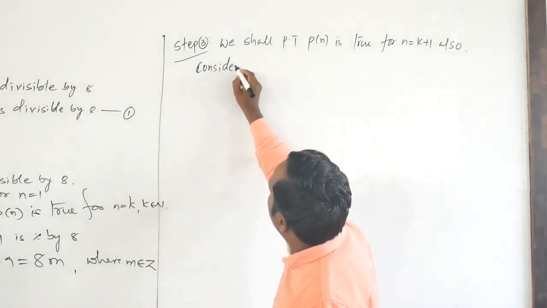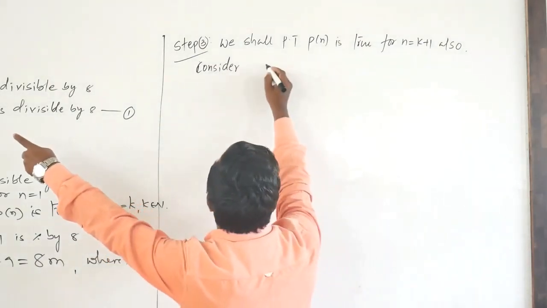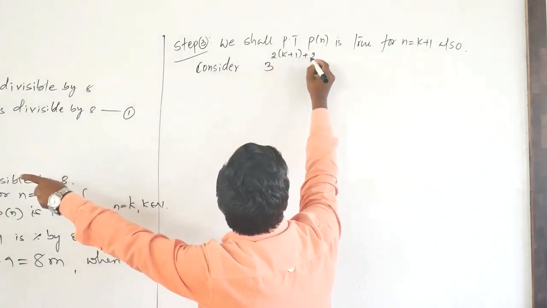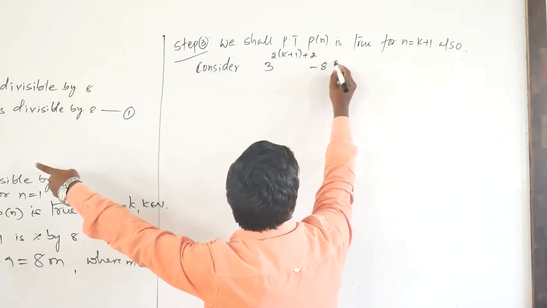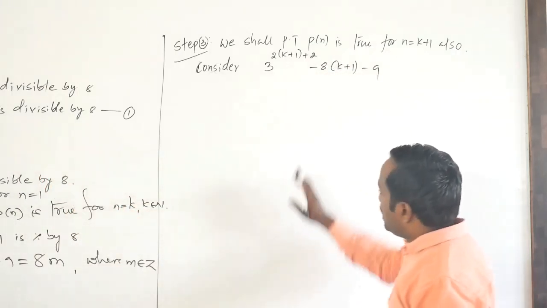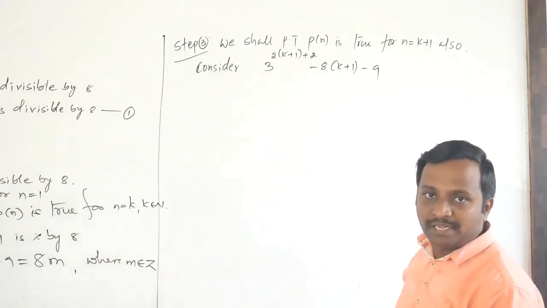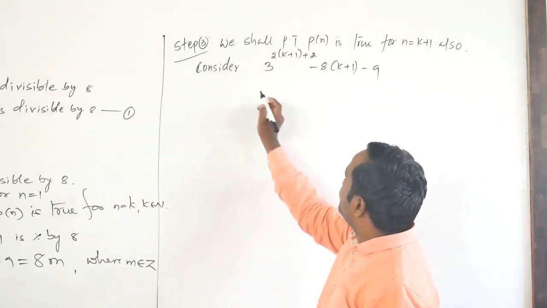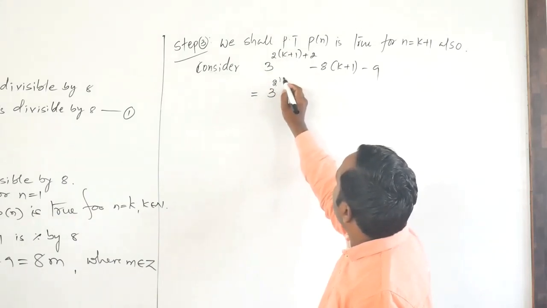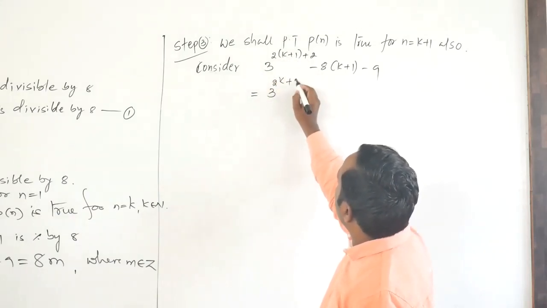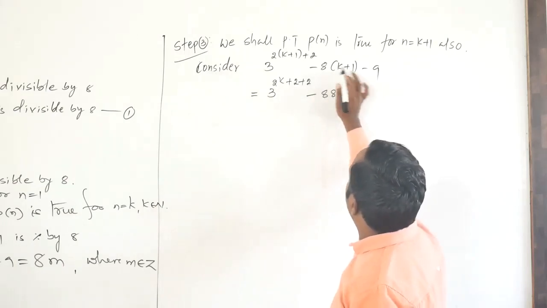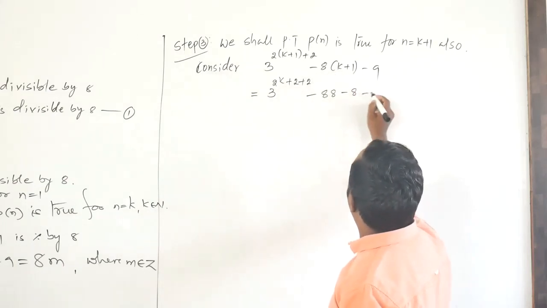Where there is n, let us write k plus 1. So consider 3 raised to 2 into bracket k plus 1 plus 2 minus 8 into bracket k plus 1 minus 9. We have to show that this is divisible by 8. So simplify it: 3 raised to 2k plus 2 plus 2, minus 8k minus 8 minus 9, as it is.